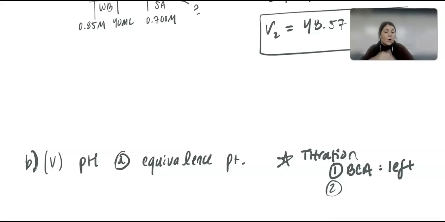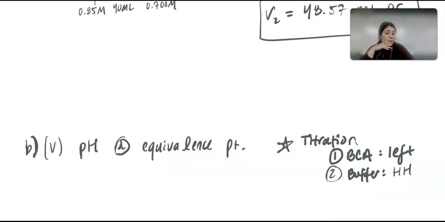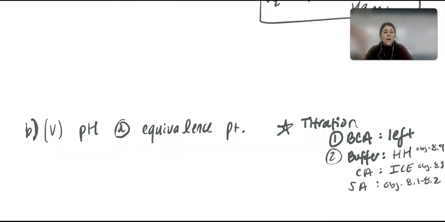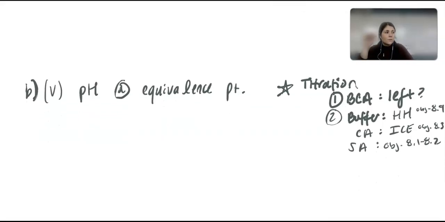And then accordingly, based off what remains, if a buffer remains, we'll do Henderson-Hasselbalch. If it's just, in this sense, our conjugate acid that remains, we will do an ICE table. And if our strong acid in this sense wins, we will just do a simple negative log of hydronium. So I'll just put objective 8.1, 8.2. This would be objective 8.3, or this will be objective 8.9. So these are our three options that could happen for part 2. But for part 1, we have to do a BCA table to see what is left.